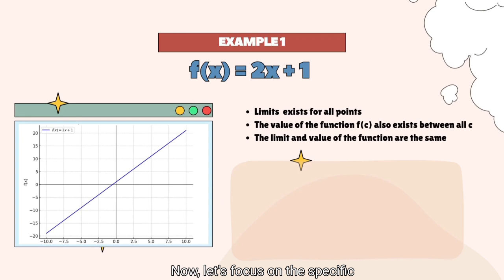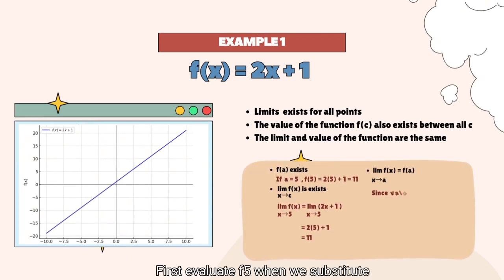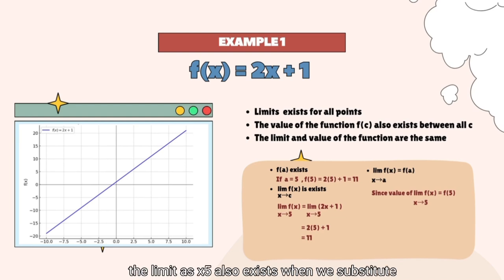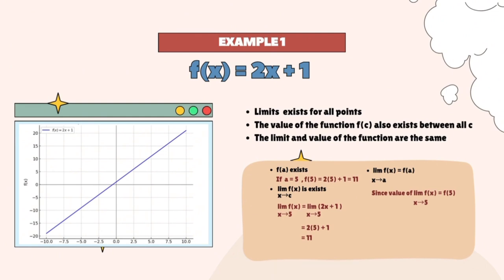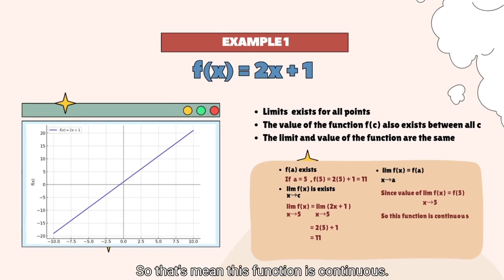Now, let's focus on the specific calculation when we substitute c equal to 5. First, evaluate f(5). When we substitute, we get the answer 11. So the function value exists. Next, confirm that the limit as x approaches 5 also exists. When we substitute x equal to 5 into the function, we also get the same value, which is 11. Thus, the function value and the limit both equal 11 at x equal to 5, which verifies the statement that the limit and function value are the same. So that means this function is continuous.